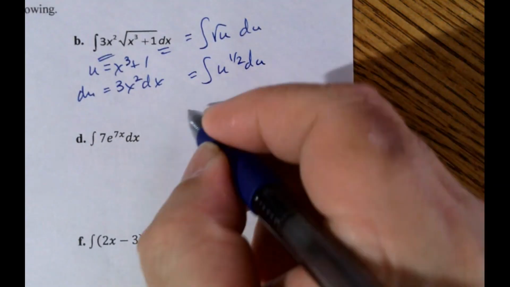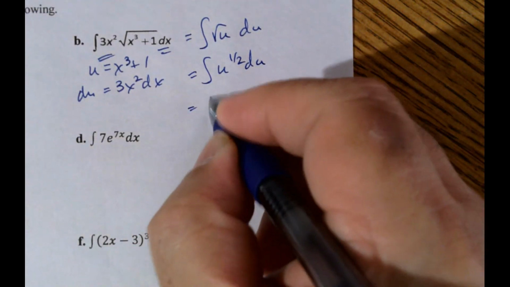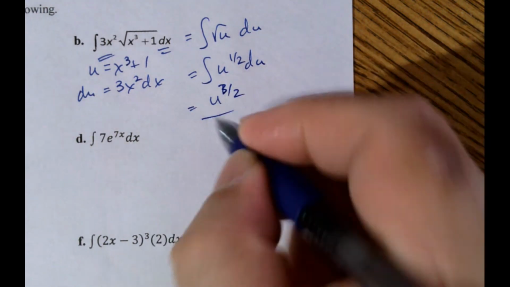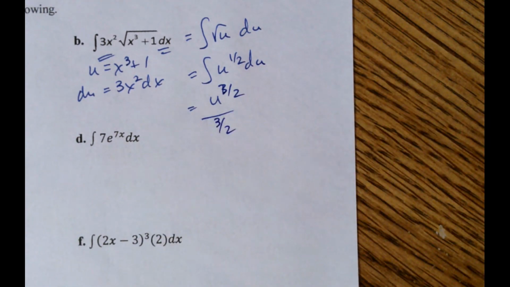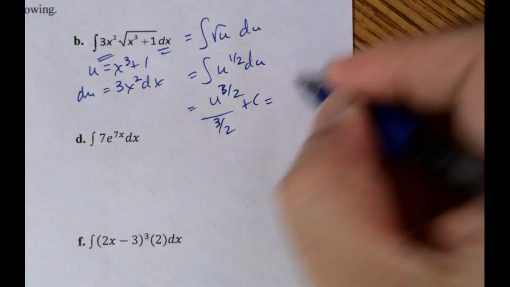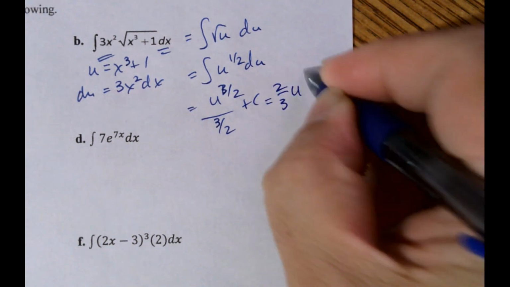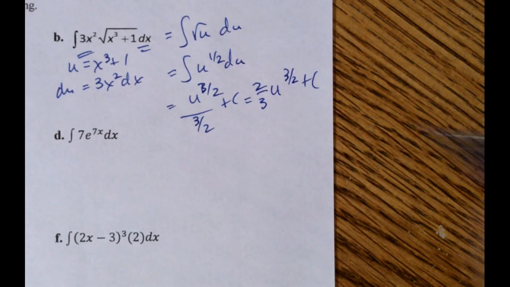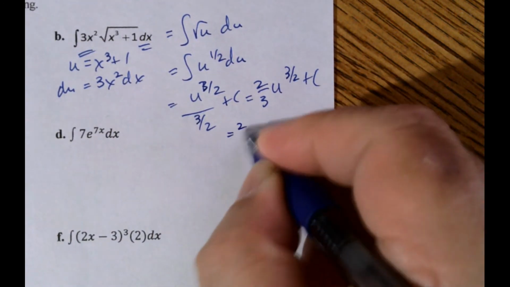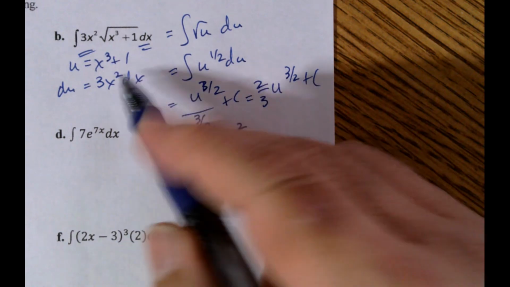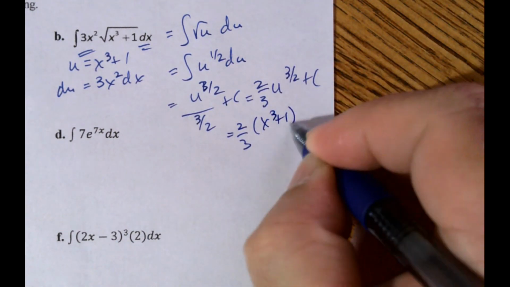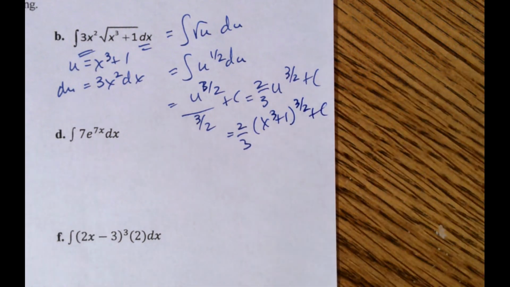All right, and then you integrate it. So 1 half plus 1 is 3 halves, divided by the new exponent, 3 halves, plus c. So that's 2/3 u to the 3 halves plus c. But we're not allowed to leave it like that. So we're going to replace the u with, what is it? x cubed plus 1. I'm going to use parentheses here: (x cubed plus 1) to the 3 halves plus c. And that's the answer to B.